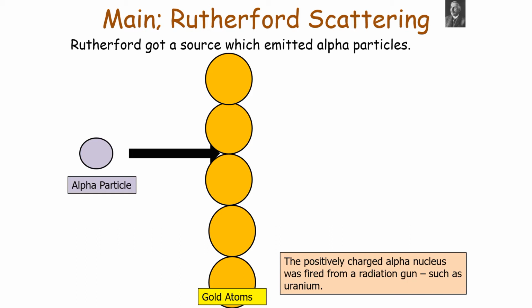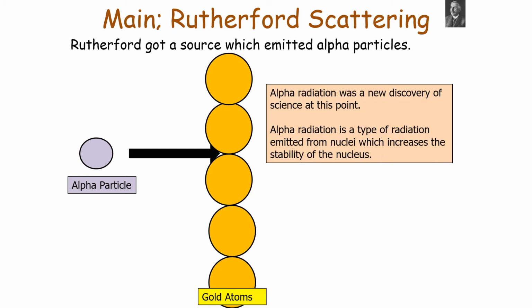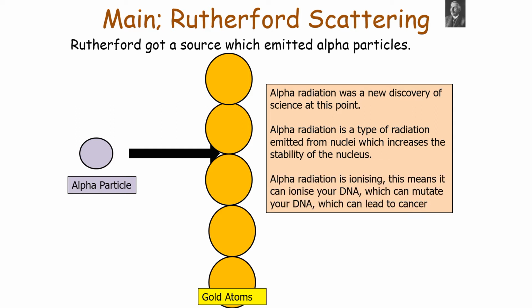Now, what happened was that the alpha particle is fired from a radiation source such as uranium. Now, alpha radiation was a new discovery of science at this point, and it's a type of radiation emitted from a nucleus which increases the stability of the nucleus. Now, alpha radiation is also ionizing, which means it can ionize your DNA, which can mutate your DNA and can lead to cancer. So, alpha particles are ionizing or cancer-causing radiation.